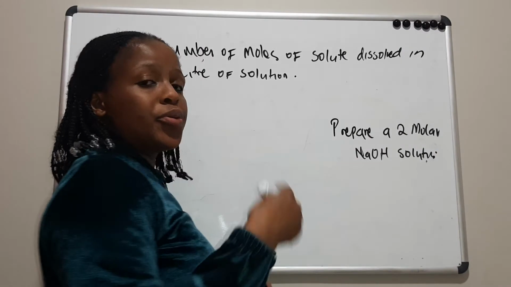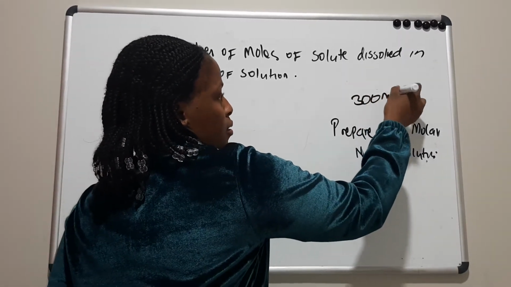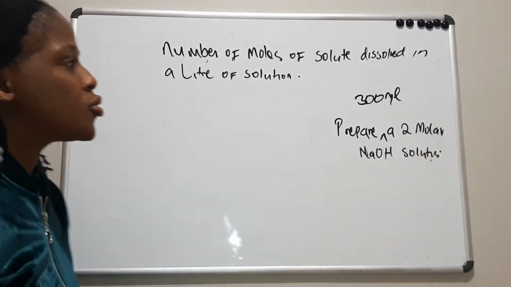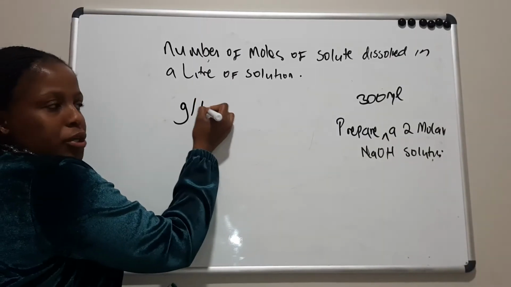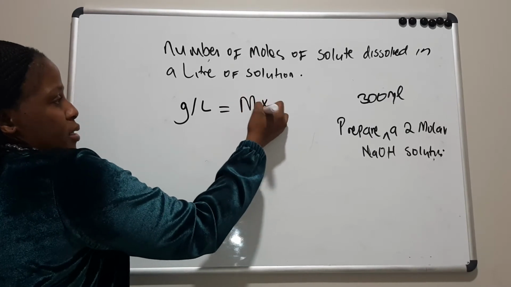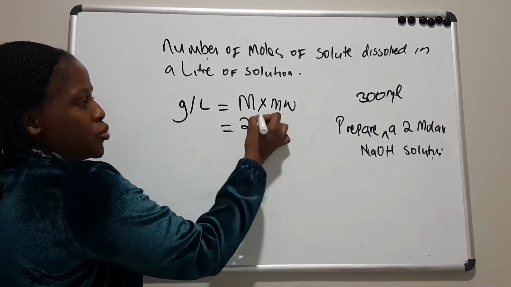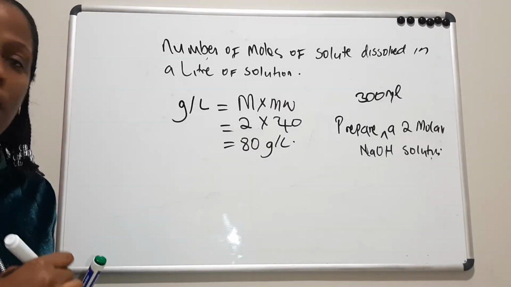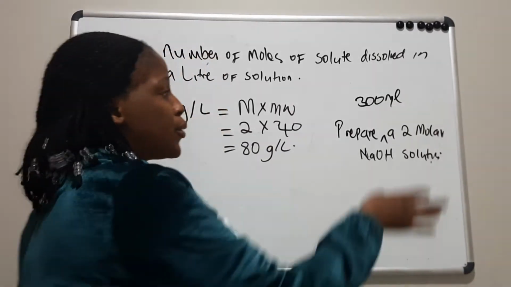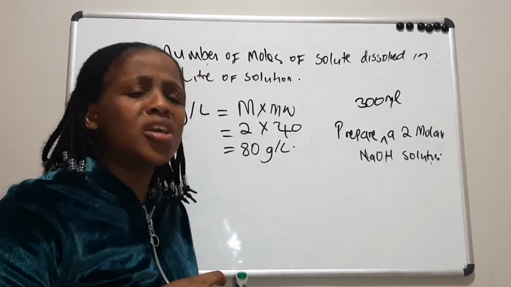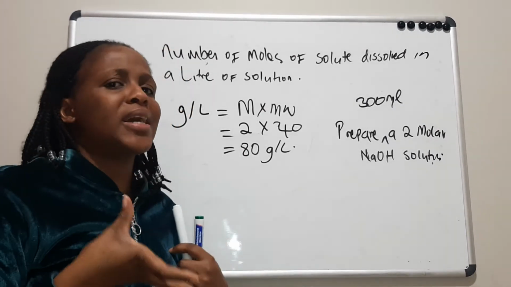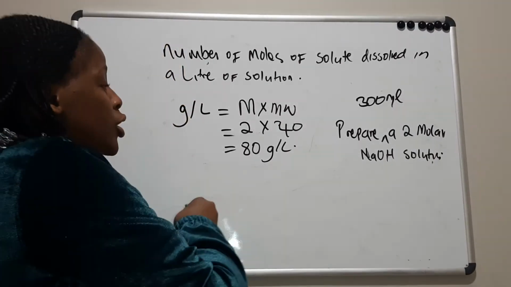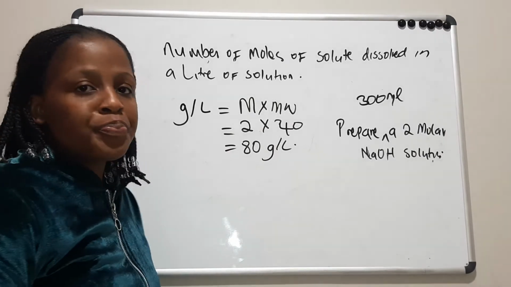So now let's say they're telling you that you must prepare 300 mils of a 2 molar sodium hydroxide solution. The first step will still be the same: grams per liter is equal to molarity multiplied by molecular weight, which will be 2 multiplied by 40, which at the end gives us 80 grams per liter. But now we can't leave it here like we did with the previous one, because they are specifically telling you they need 300 mils. They don't need a liter, so you can't prepare that much, because that's not what you need. So in this case, you need to do a ratio and proportion so that you can get the grams that you need to weigh for 300 ml.